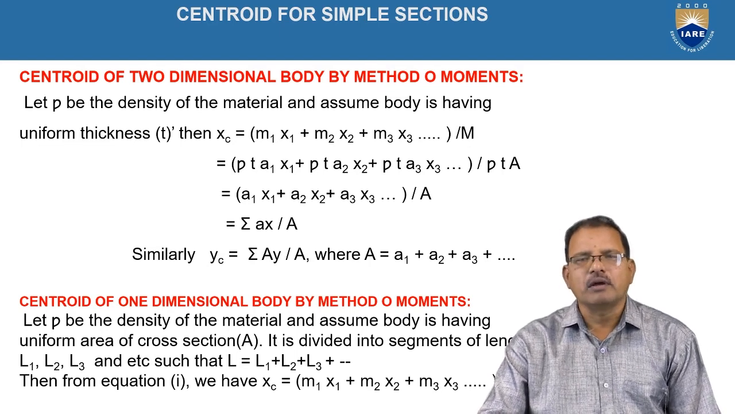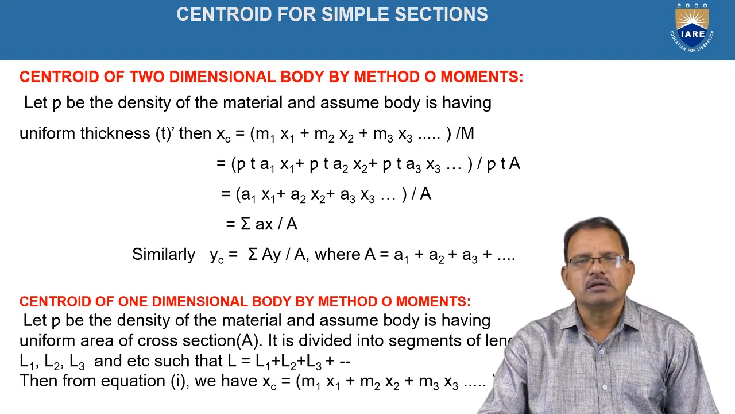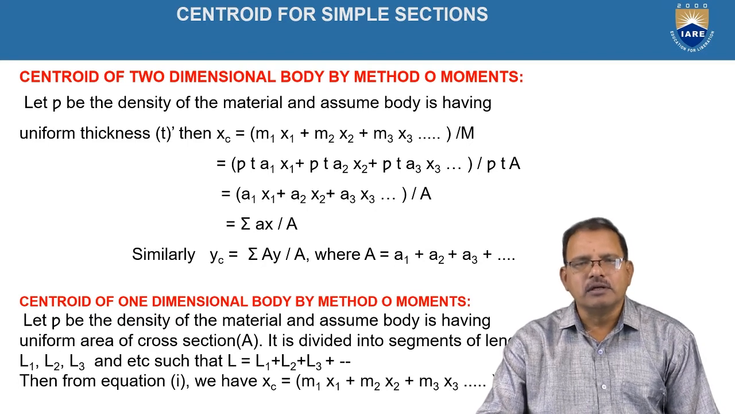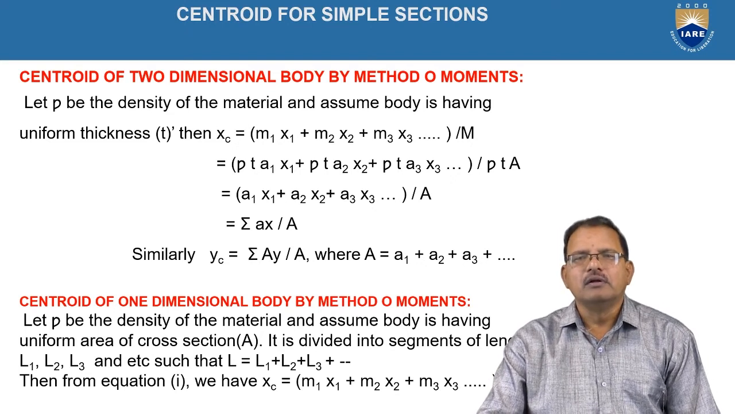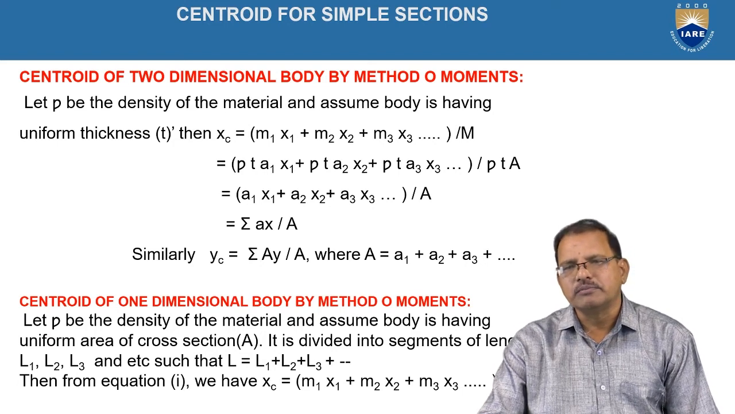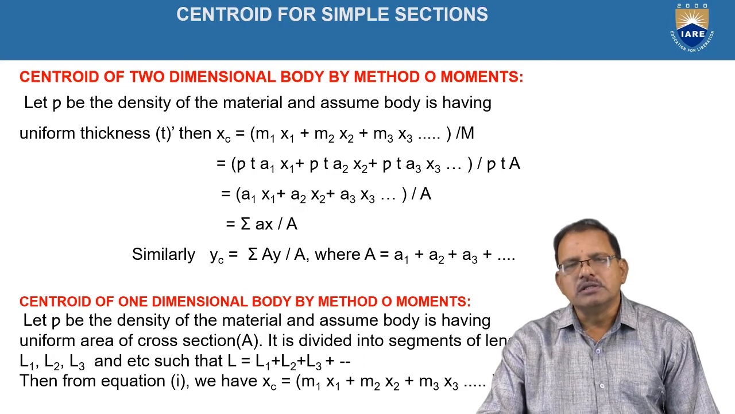Similarly, when it has a uniform cross section, the object is treated as linear. In that case, the center of gravity can be determined by using the graphical method, the method of moments, or the integration method. According to this, xc is equal to sigma of xdl divided by integration of dl. In the form of moments, it can also be written as x is equal to m1 x1 plus m2 x2 divided by m1 plus m2. Similarly, yc is equal to m1 y1 plus m2 y2 divided by m1 plus m2.